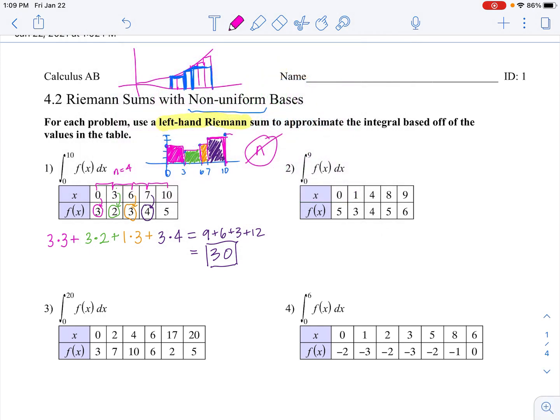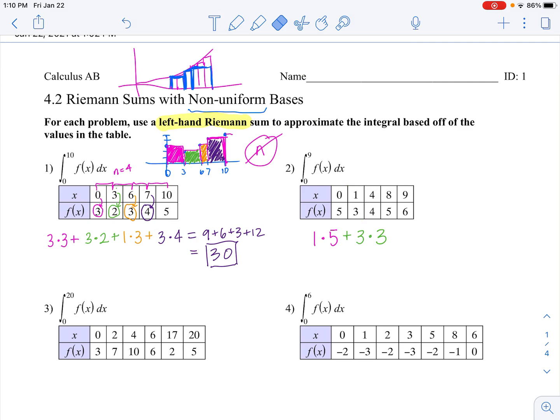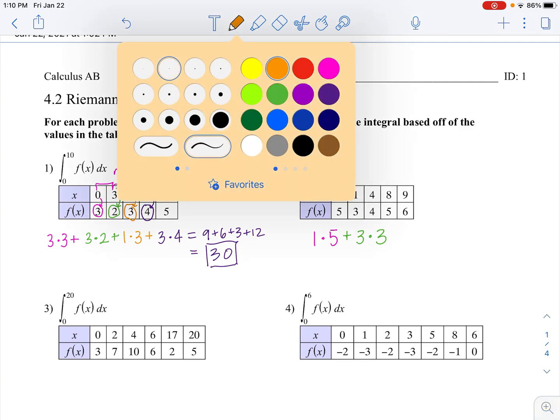And let's try to just make the calculations one at a time. So on this interval right here, the first interval is 1 unit wide, and then its height is 5. For the next interval, I'm going between 1 and 4, and I'm highlighting that 3 because it's the left endpoint. So the distance between 1 and 4 is 3 units for my base, and then my height is 3 units. That was redundant.